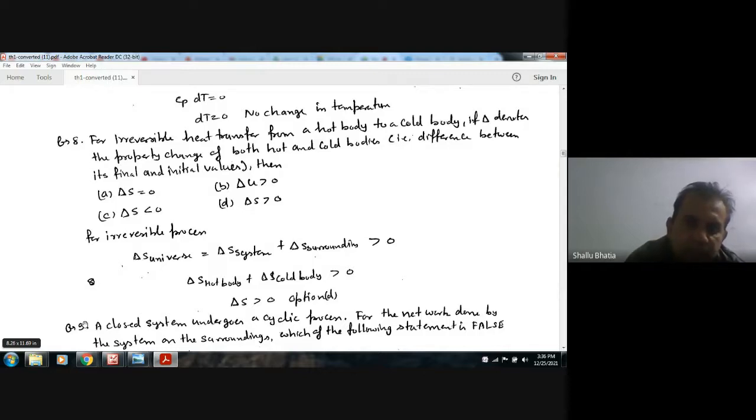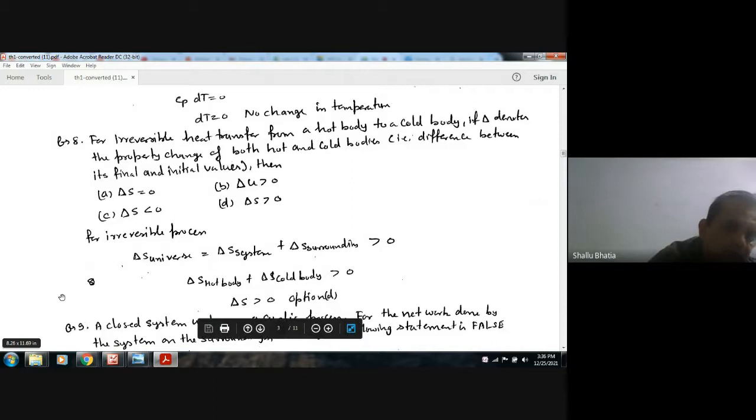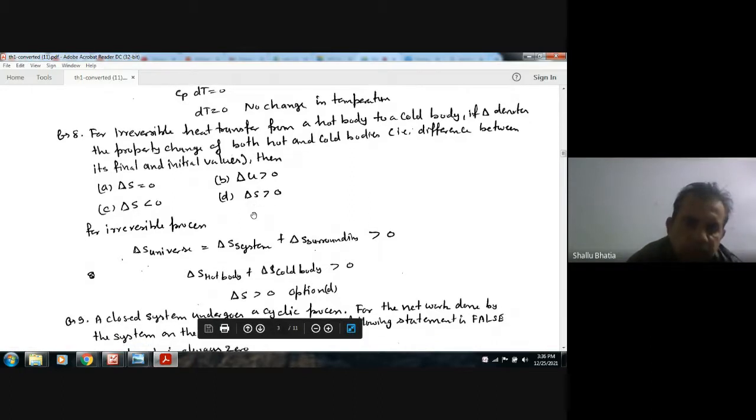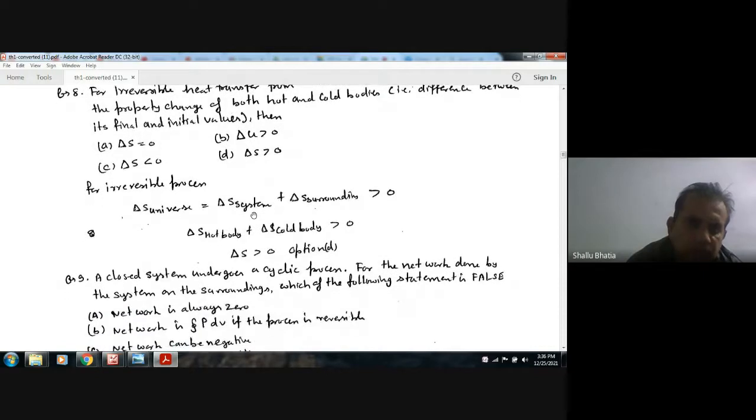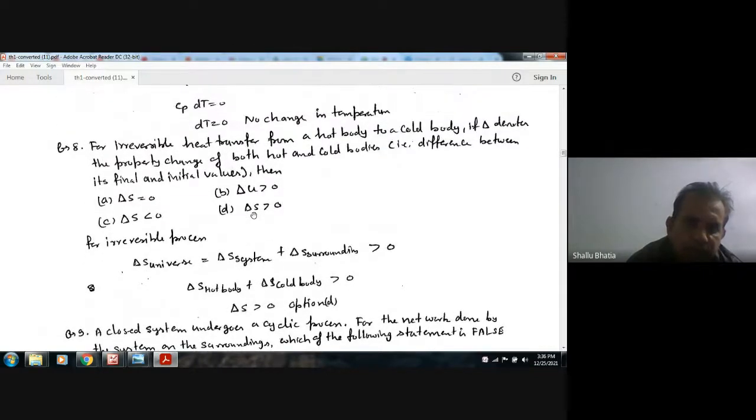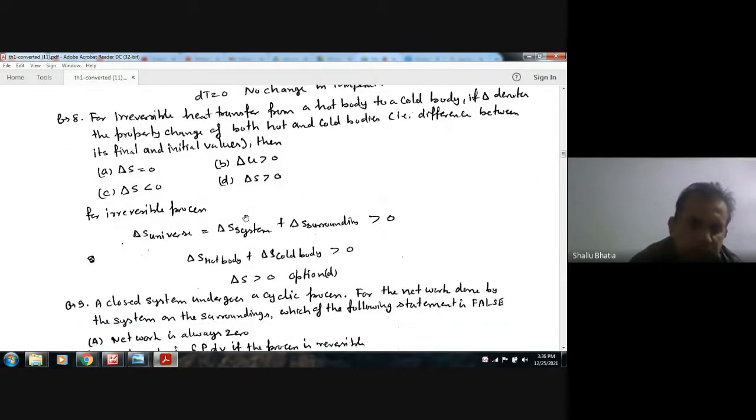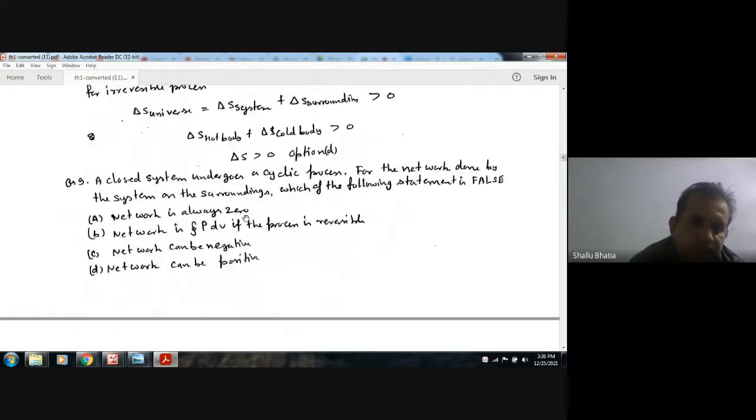For an irreversible process, the entropy change will be greater than 0. So the answer is D. Final minus initial will be greater than 0.